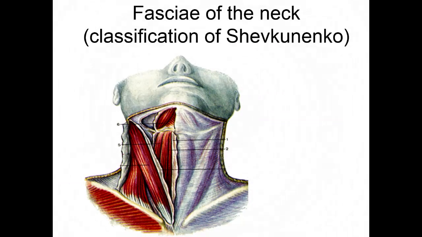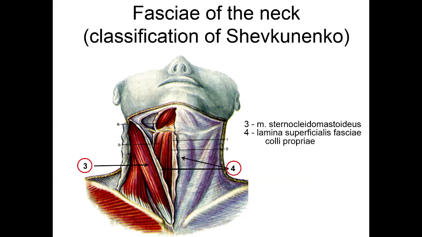I'd like to demonstrate it with this example. So you can see on the right side musculus sternocleidomastoidus, number 3, and it's quite good seeing that during preparation we can find that it's really covered by lamina superficialis fascia colli propria.